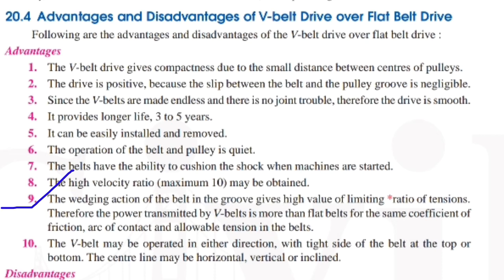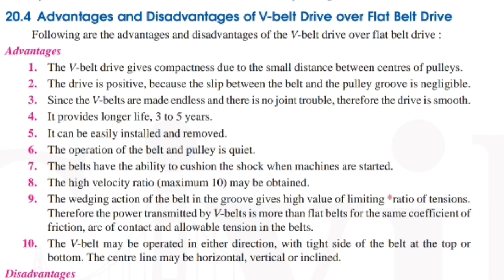If you look at the ninth point, the limiting value of tensions between the belt and groove is very low, so that's why they are much more efficient compared to flat belts. And finally, the tenth advantage: V belts may be operated in any direction, with the tight side of the belt at the top or bottom, and the center line may be horizontal, vertical or inclined. In any direction the V belts can do the work. So this is about the advantages of V belts.